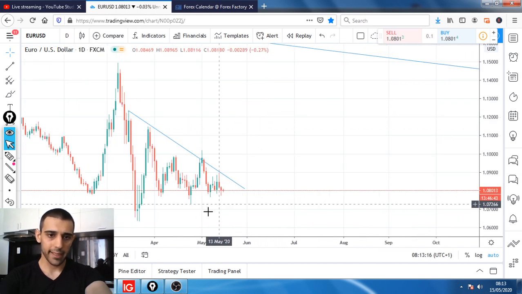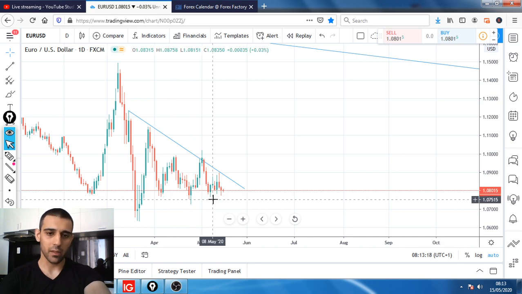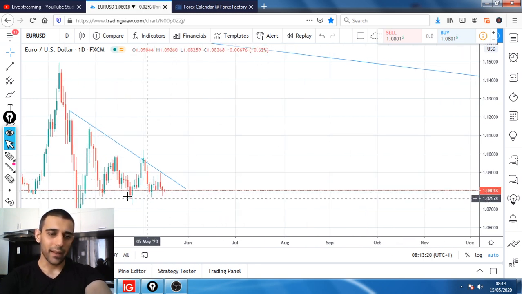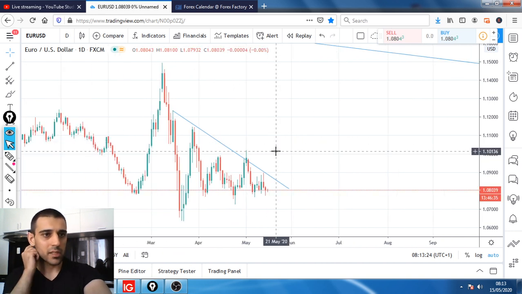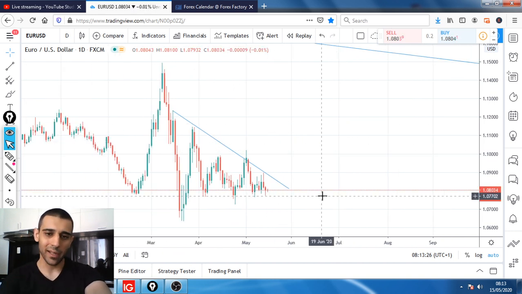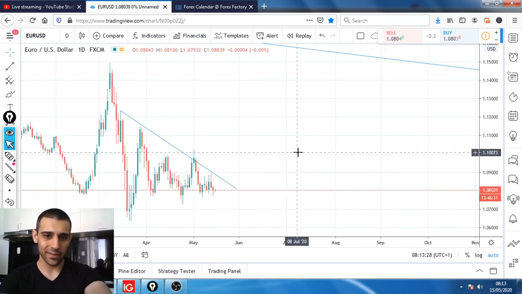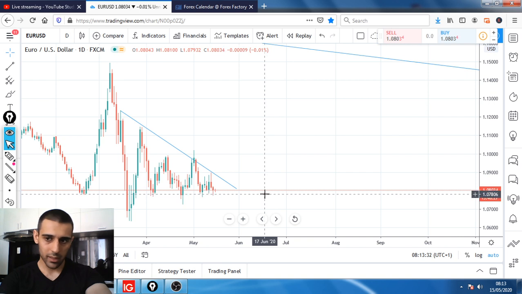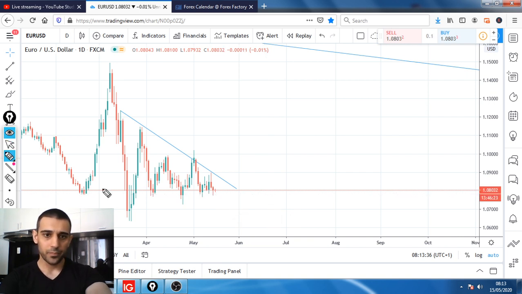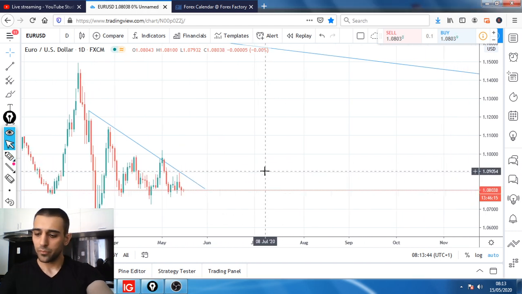Okay, so it's kind of a similar picture with the Euro against Australian. More or less they have a quite positive correlation between Euro USD and Euro Australian dollar, so it looks a bit similar-ish. The price came down and tested this low, and it's stalled in here.